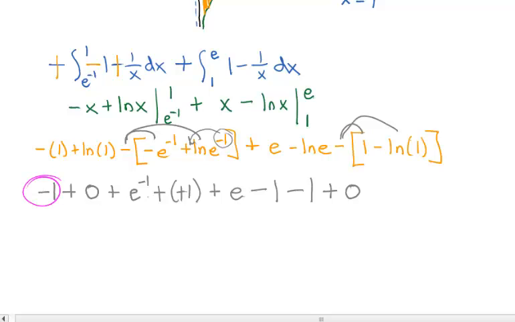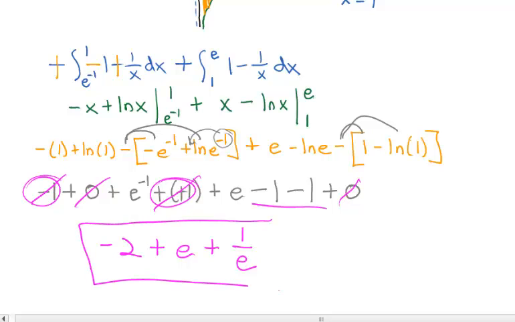Combining like terms, we got negative 1 plus 1 is 0. The zeros we don't really care about, so there's a negative 2 total. There's a positive e, and there's also an e to the negative 1, which is 1 over e. And that is going to be our area.